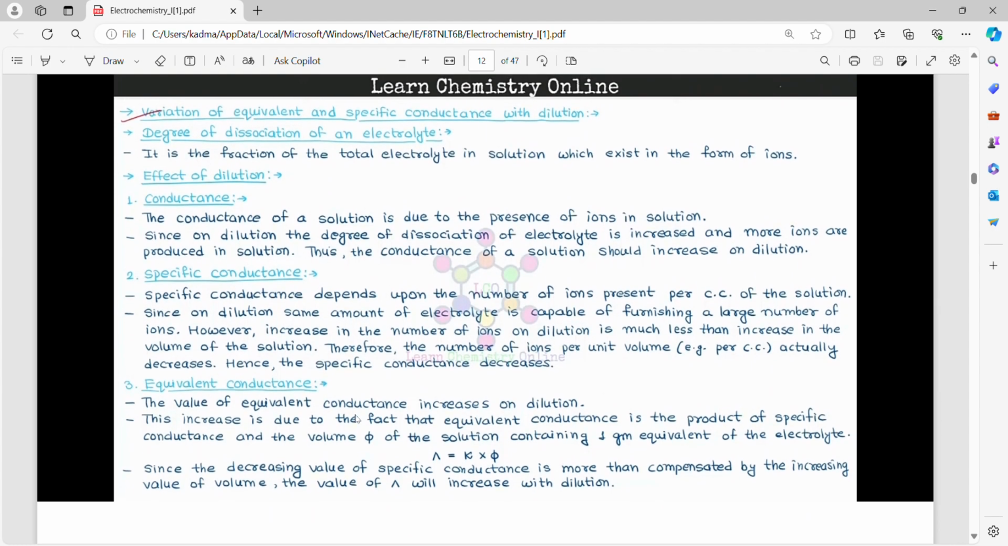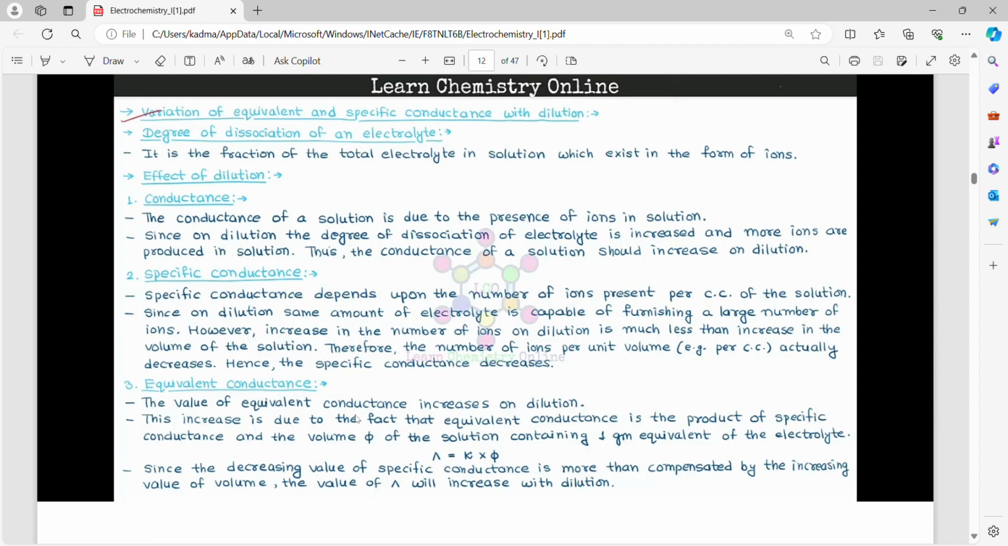Variation of specific conductance with dilution. Degree of dissociation of an electrolyte. It is the fraction of the total electrolyte in solution which exists in the form of ions. Effect of dilution on conductance. The conductance of a solution is due to the presence of ions in solution. Since on dilution the degree of dissociation of the electrolyte is increased and more ions are produced in solution, the conductance of the solution should increase on dilution.